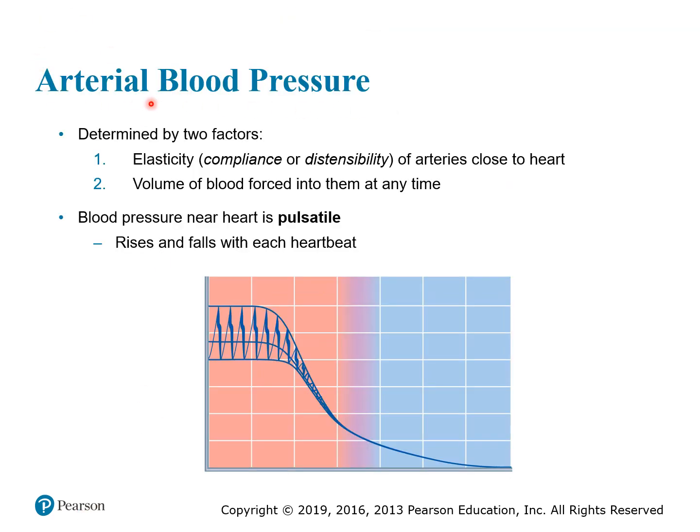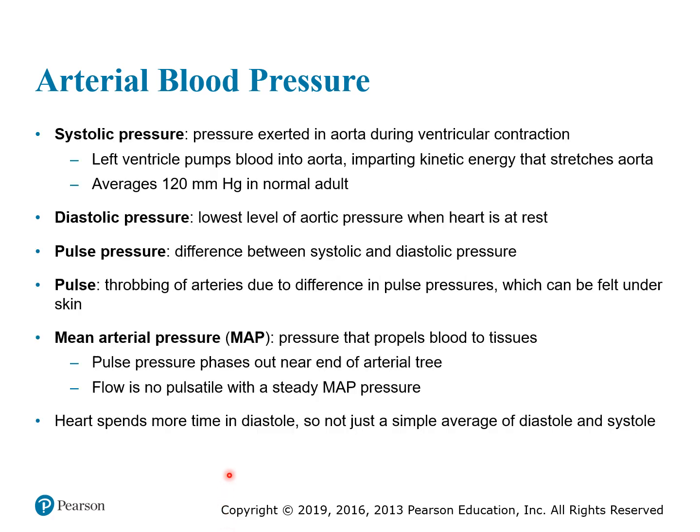Arterial blood pressure, or blood pressure, is determined by two factors. The elasticity, that is the compliance or the distensibility, of the arteries closer to the heart. So one factor is elasticity of the arteries close to the heart, and the second factor is the volume of blood forced into them at any time. Blood pressure near the heart is pulsatile and it rises and falls with each heartbeat, like we went over in the previous slide. So systolic pressure is the pressure exerted in the aorta during ventricular contraction, and it is about 120 millimeters of mercury in normal adults.